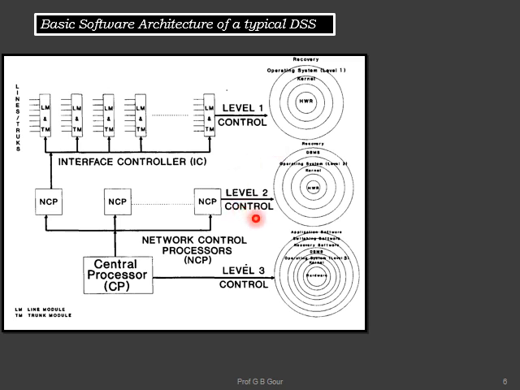Let us see what is there in the level 2 control. In level 2 control, there are no LMs and TMs. Only NCPs are there. NCP means network control processors. What are their main jobs here? There are many NCPs, and you can see one NCP is monitoring a set of LMs and TMs. Like that, each NCP has a set of LMs and TMs under its monitoring. This you can tell.